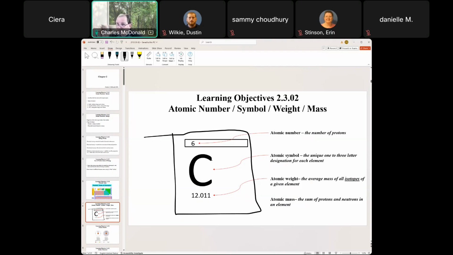Now, for our purposes, that's constant. You can change it with nuclear reactions, but that's not really applicable to healthcare. So for our purposes, we'll just consider these things constant. They don't change. That's what makes one element an element.